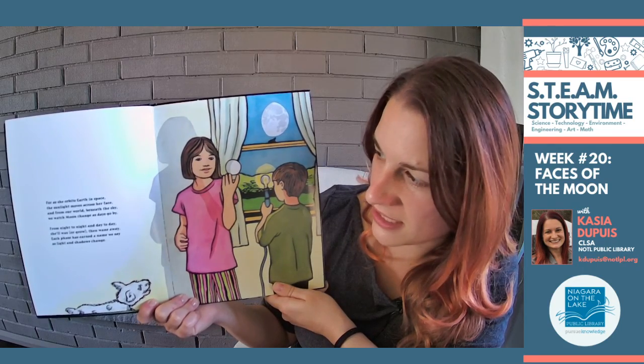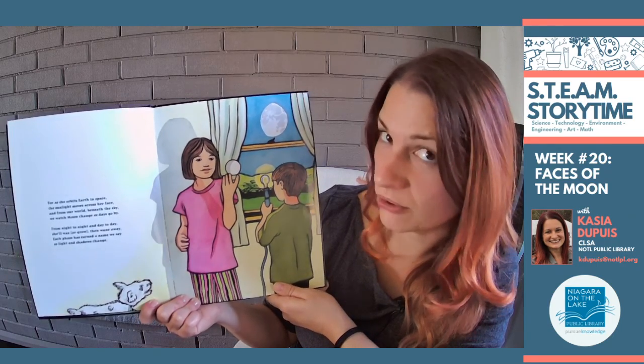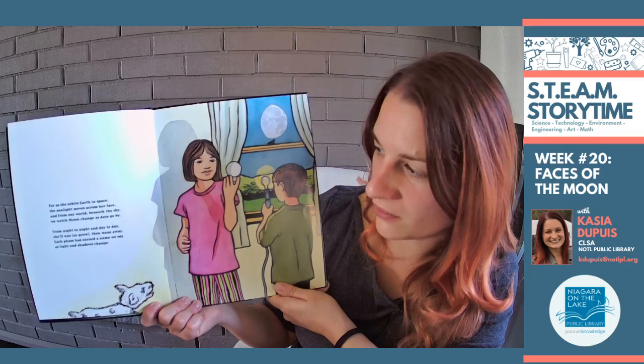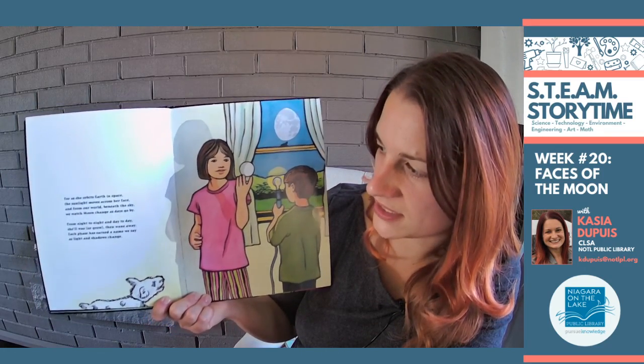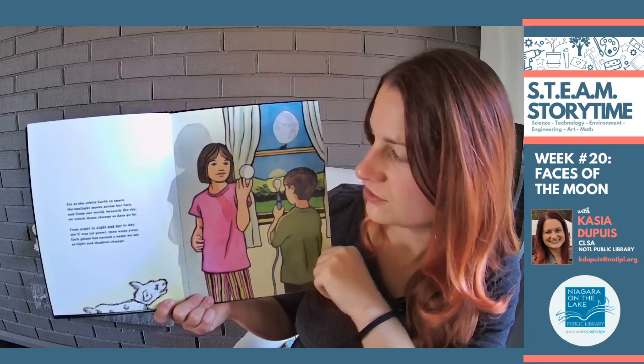From night to night and day to day, she'll wax or grow, then wane away. Each phase has earned a name we see as light and shadows change.